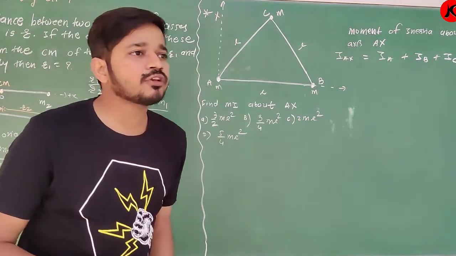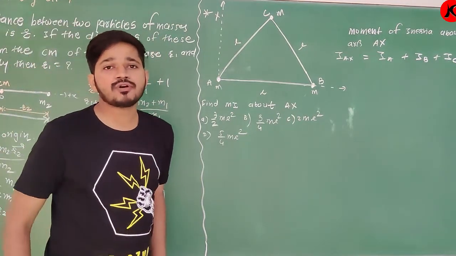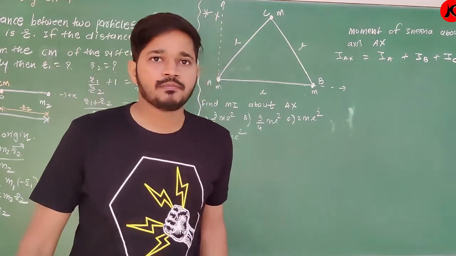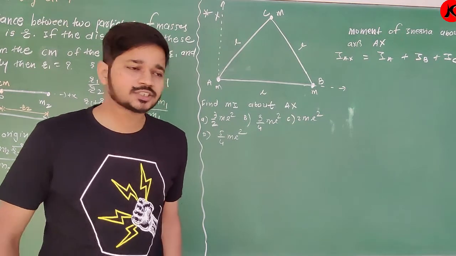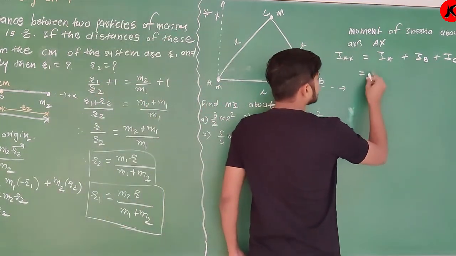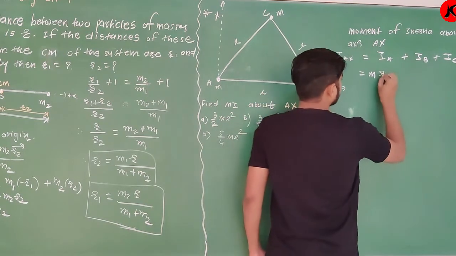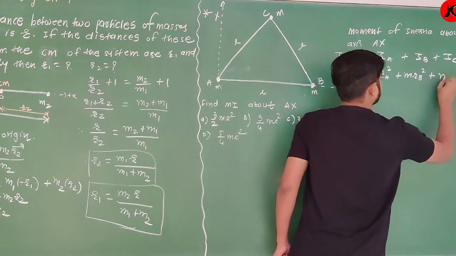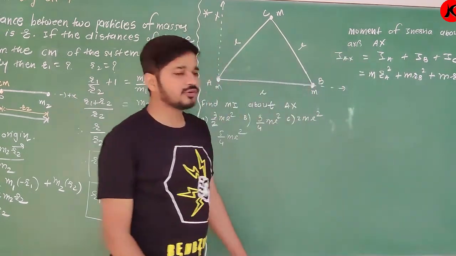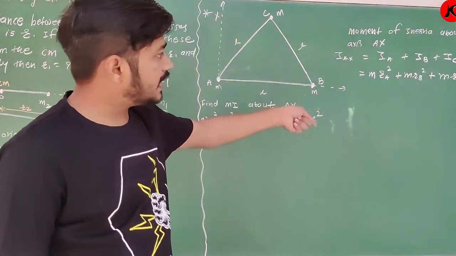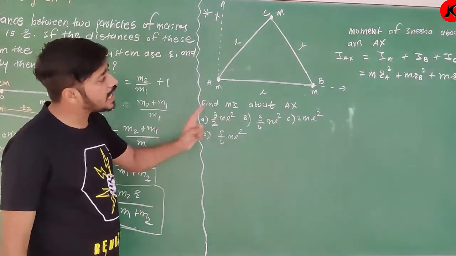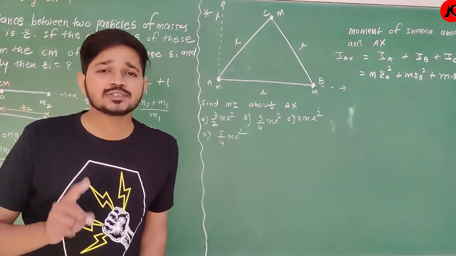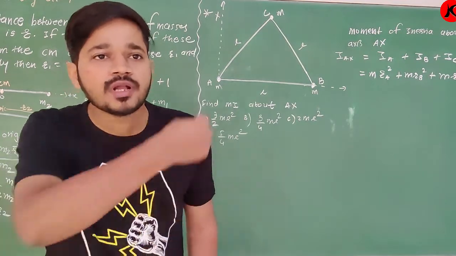Now you know what is the equation of moment of inertia? The moment of inertia of a particle is mass into perpendicular distance squared. So yes, here I can write this equation as, mass is same, so it is m RA square plus m RB square plus m RC square. Yes or no? Yes, it is. RA, RB and RC: first of all you have to identify RA, RB and RC. They are the distances of A, B, C respectively from AX.